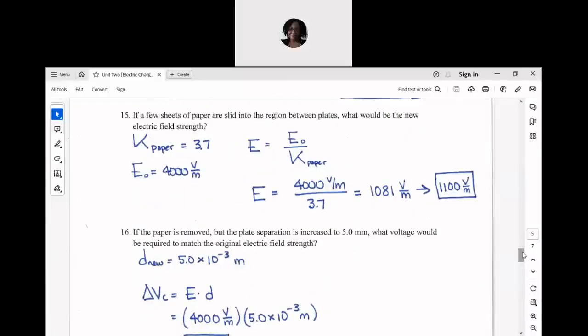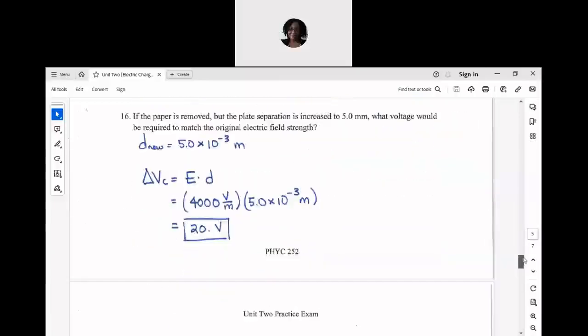15, if a few sheets of paper are slid into the region between plates, what would be the new electric field strength? The kappa value for paper is in a table in our textbook. That's not something I'd expect you to know on your own, so I would give it to you unless you were calculating it. So that's 3.7. So the electric field inside of the capacitor now is going to be weaker because of the presence of that dielectric. 4,000 volts per meter divided by 3.7. That is a unitless quantity. Now we have 1,100 volts per meter.